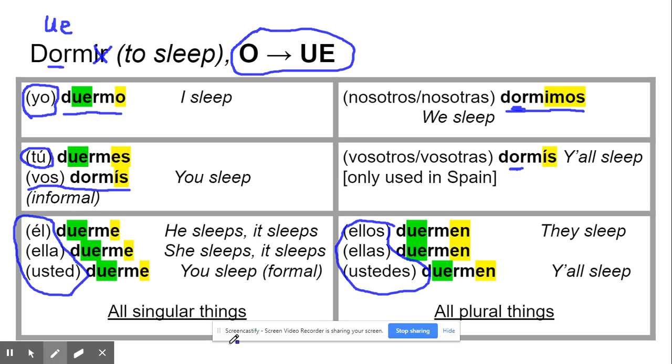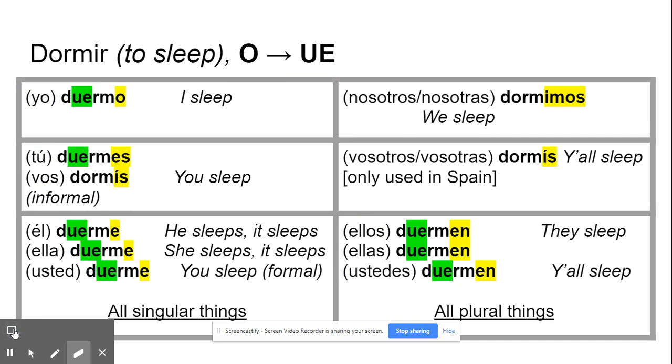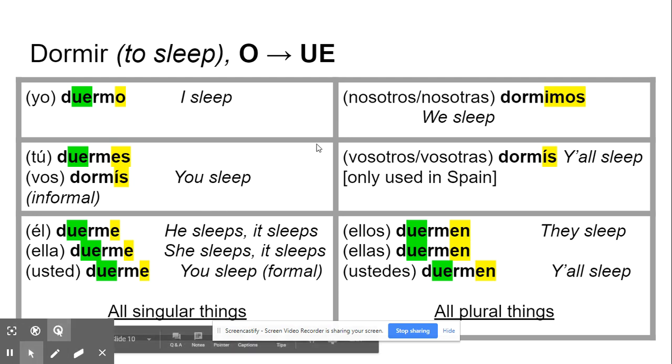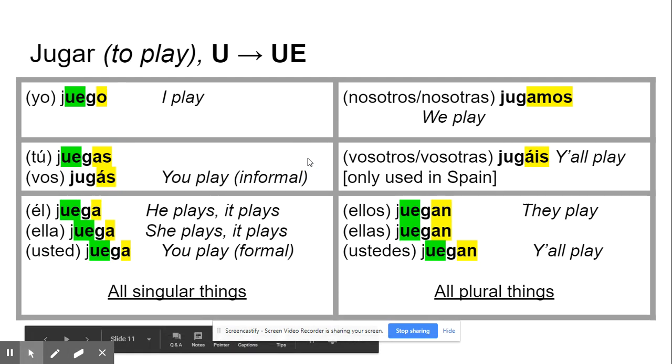So that is how we work out a stem changing verb if it is O to UE. We're going to do the same exact thing except with a U to UE verb, jugar.